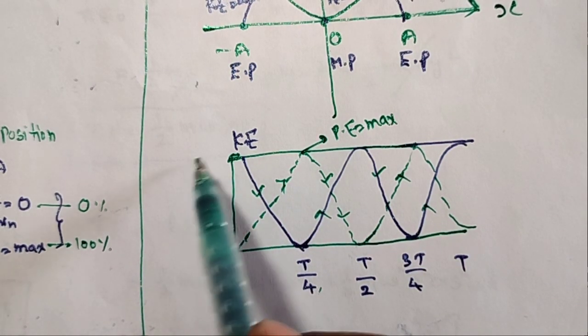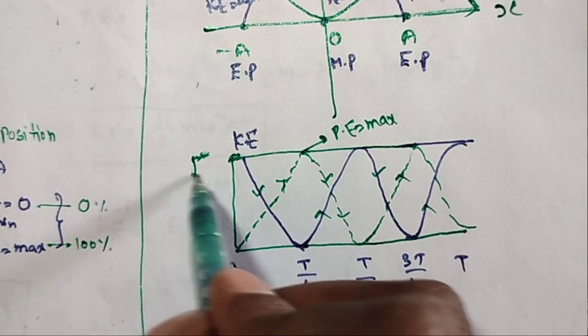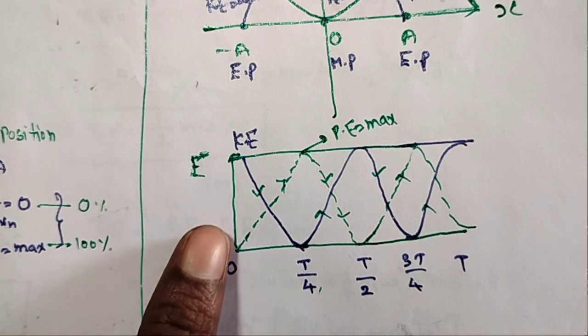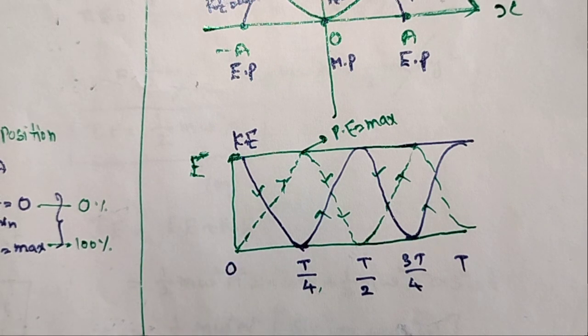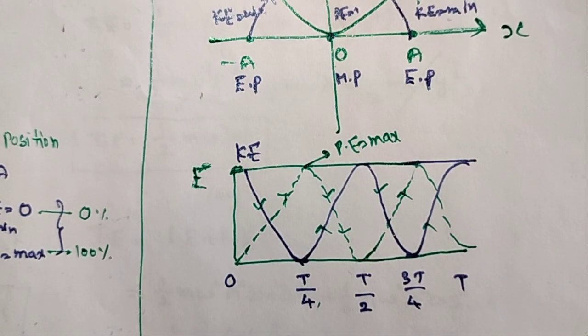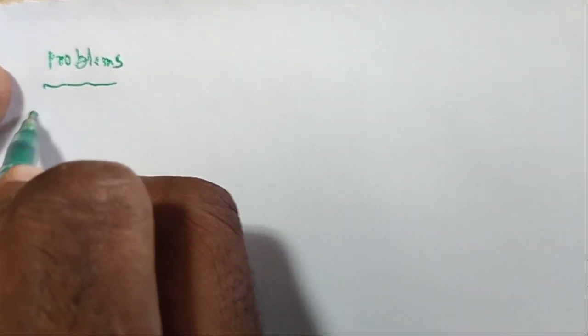Here this is E, the total energy. So what is your observation? The variation of the potential energy and kinetic energy with time. The kinetic energy and the potential energy both vary over a time period capital T. Now I am taking some problems, for example.